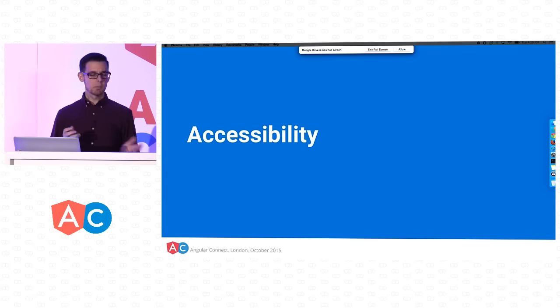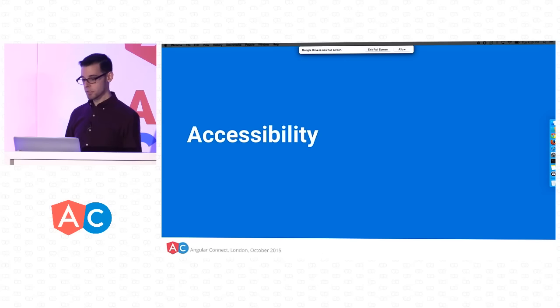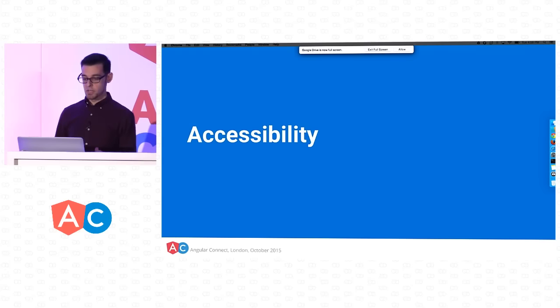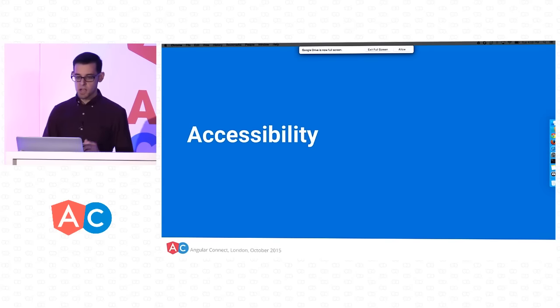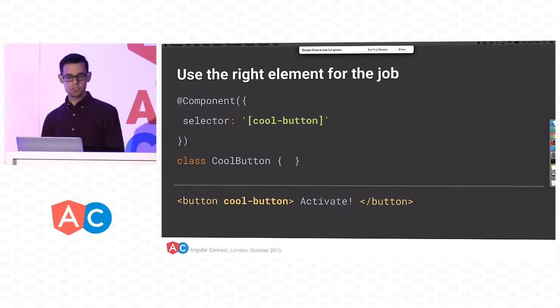So public API is very developer-focused, so let's talk about something a little more user-focused, accessibility. This is making sure that your components are usable by as wide a variety of people as possible, of all different abilities. So let's take a look at some of the things you can do for accessibility in Angular 2. Now, the first piece of accessibility advice you always hear, no matter what the context, is to use the right element for a given job.